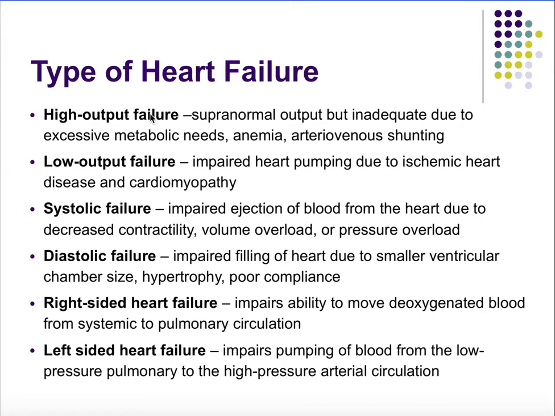But we can also have high output failure. So in this instance, our heart is actually pumping out a lot of blood. We have supranormal output, greater than normal output. But we still have heart failure because remember, heart failure occurs when our heart is not able to meet the metabolic needs of our body. And so even though we have a lot of blood pumping out, it's still inadequate, maybe due to excessive metabolic needs, or maybe because we're anemic. And even though our heart is pumping out a lot of blood, there isn't a lot of oxygen in that blood. There aren't a lot of red blood cells carrying oxygen in the blood, so it's still not meeting our body's needs. Or maybe we have a shunt, and so the body is not actually getting adequate blood supply.